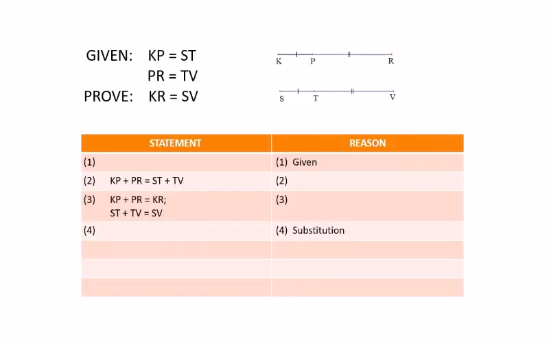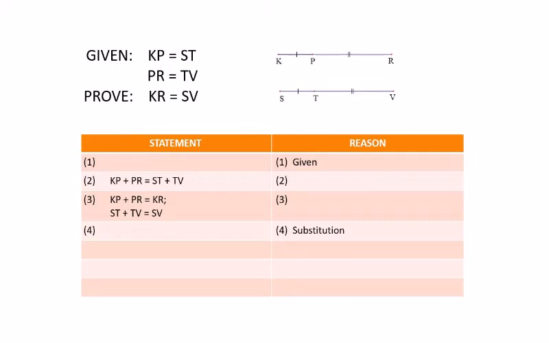All right, so here's one where we're given a few statements and a few reasons, and we're asked to fill in some of the blanks, right? So what we're given is that KP equals ST, so the length KP is equal to length ST. Remember, if you don't have a bar over, we're not talking about the segment itself, we're talking about the length of the segment. All right, and we're trying to prove that KR equals SV. So if you actually want to put that at the end, you know that's where we want to end up, right?